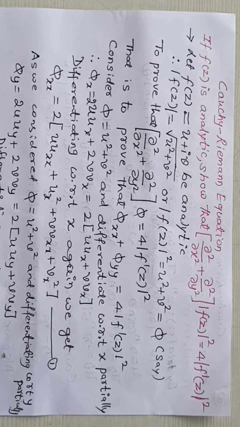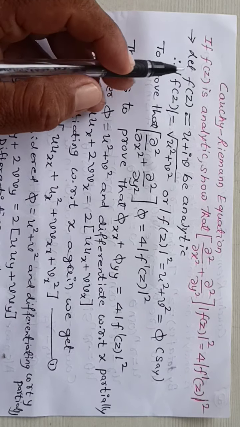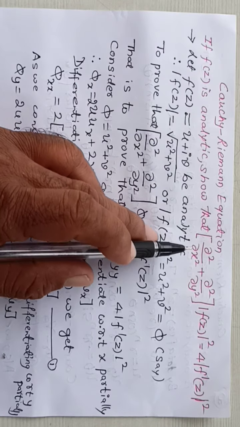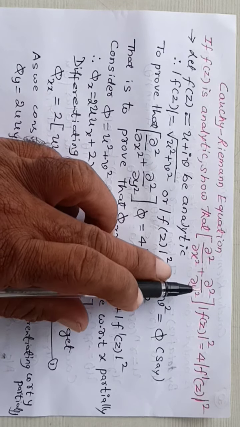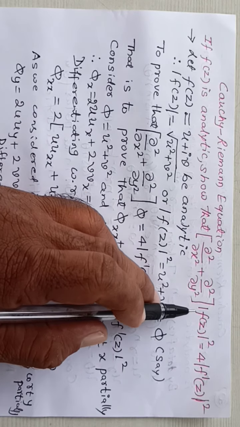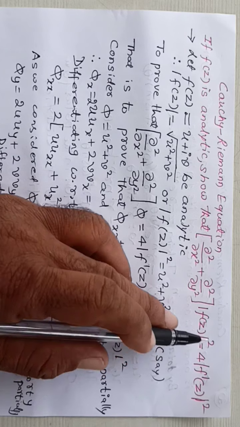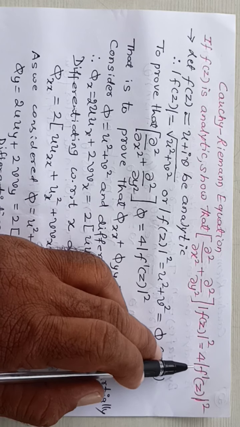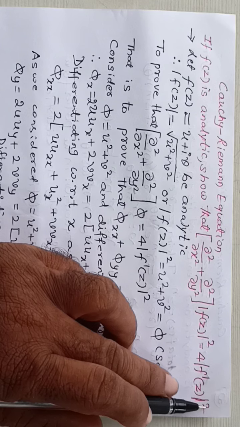Problem based on Cauchy-Riemann equation. So the question is, if f(z) is analytic, show that ∂²/∂x² plus ∂²/∂y² of |f(z)|² is equal to 4 |f'(z)|².